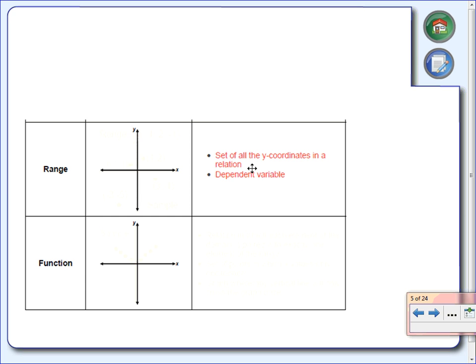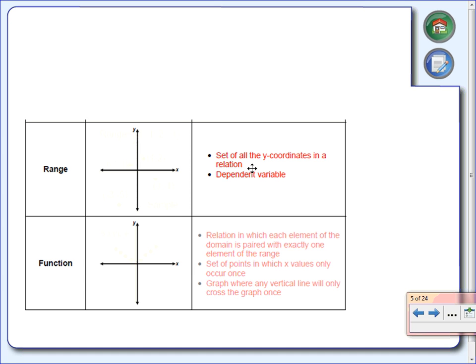Function. Function was a special type of relation. We said that a function was a relation or a set of ordered pairs where the what? The x's don't repeat. So that's what a function is. It's a relation where the x's don't repeat.